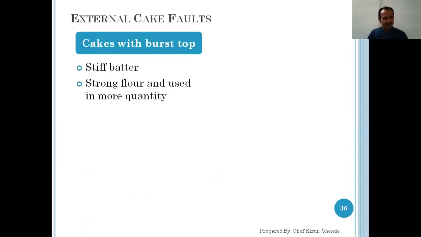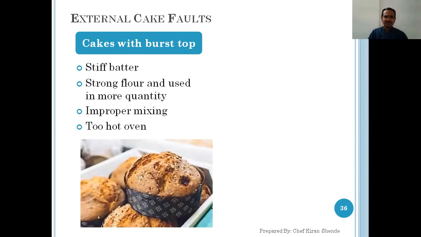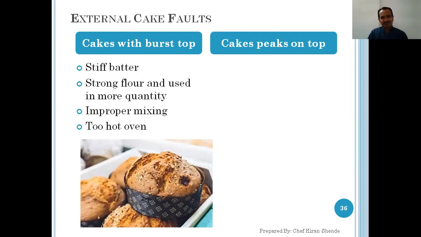The next external fault is cake with a burst top. Now this is very common. If you have a stiff batter, if you used a strong flour instead of a cake flour, or improper mixing technique, or if your oven is too hot, as in the picture, you can see there are cracks generated on top of a cake along with a peaked top. So you can see both the faults in a single picture.